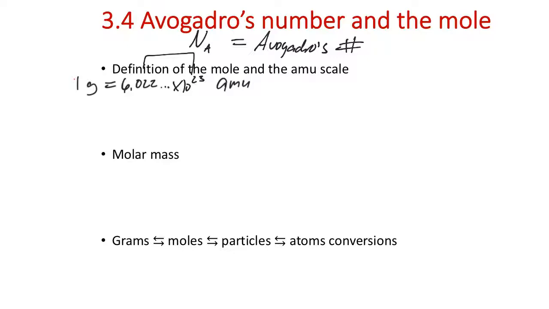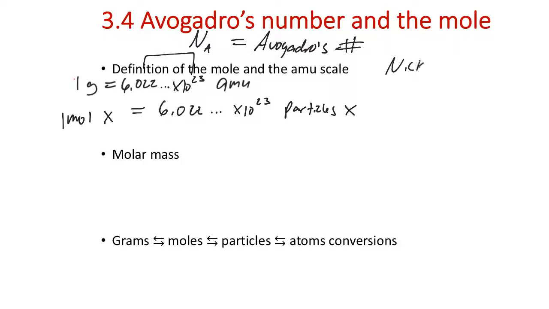So the mole is defined in almost the same way. If we say 1 mole, I'm going to say 1 mole of X, because if I define the mole without an X here, it's a little confusing. 1 mole of X is equal to that same number, 6.022 times 10 to the 23 particles of X. It's like whatever X is, a mole of it would be an Avogadro's number of that thing. So let's imagine X is nickels. If you have a mole of nickels, that would be equal to 6.022 times 10 to the 23 nickels. It's a lot of nickels.